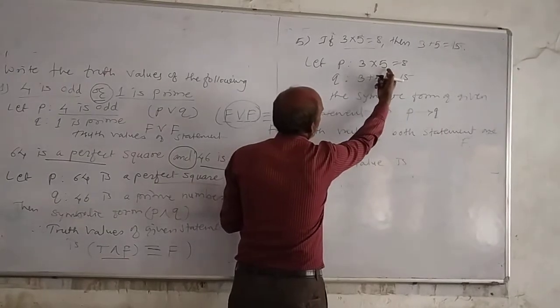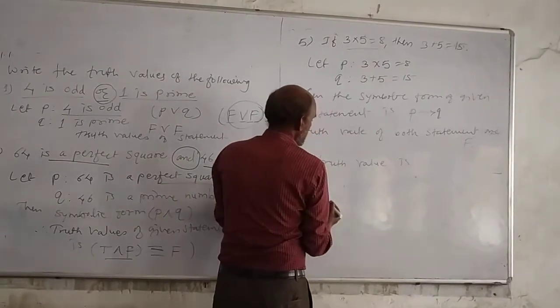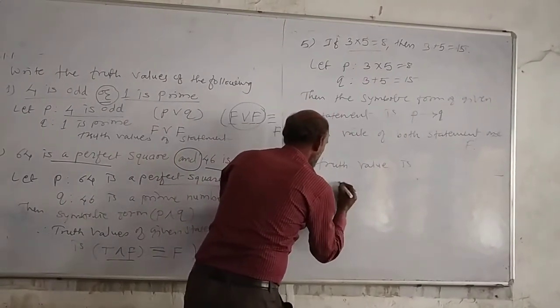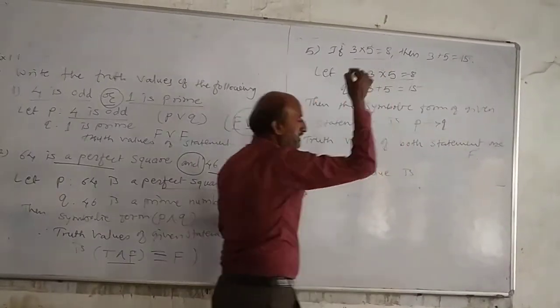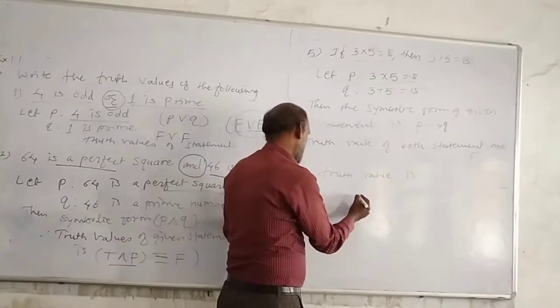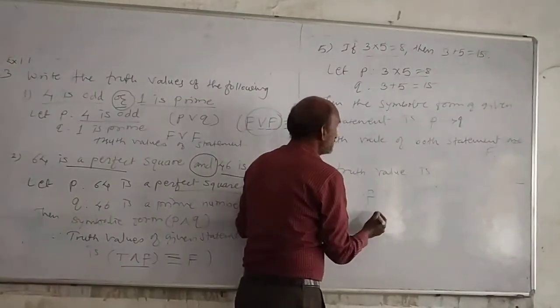3 into 5 equal to 8. Is this right or wrong? Wrong. So it is F.